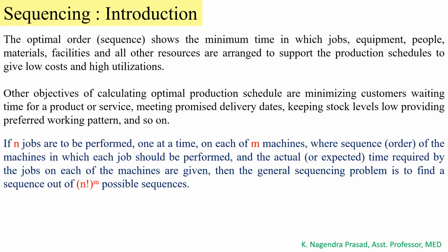Let us consider n number of jobs, that is the small n, processed on m machines, yes, small m machines, where all the processing times for the jobs on the respective machines are known. Then the possible sequences are (n factorial) to the power of m.